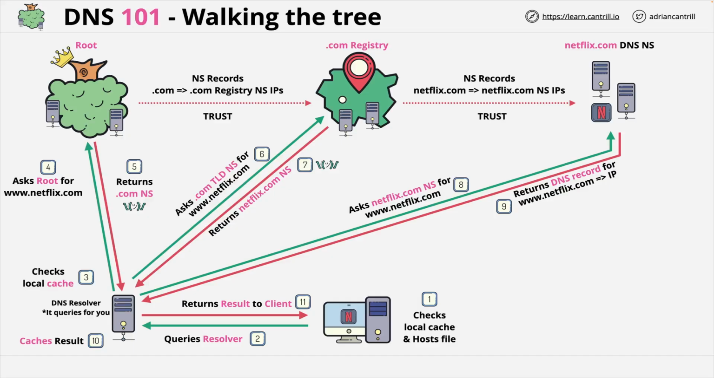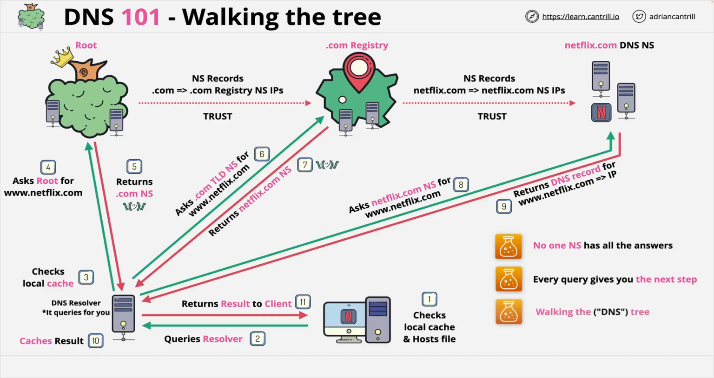The key facts to keep in mind are that firstly, no one single name server has all of the information, not even the root name servers. But, and this is key to how DNS operates, every query to every name server moves you one step closer to the answer. The root gives you the .com name servers, the .com name servers give you the netflix.com name servers, and the netflix.com name servers will be able to give you an authoritative result. And this process end to end is called walking the tree.